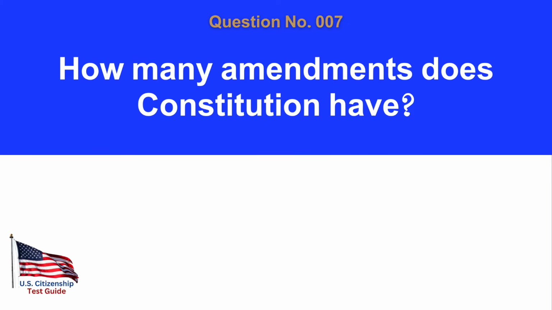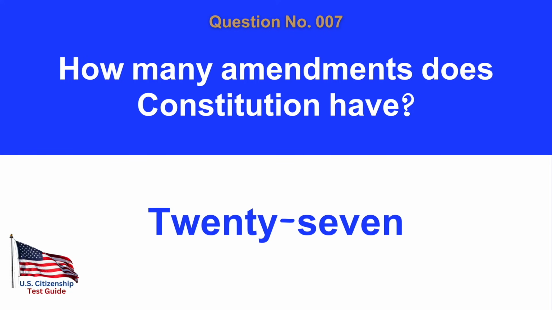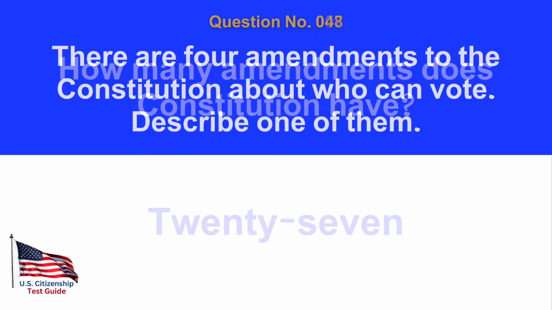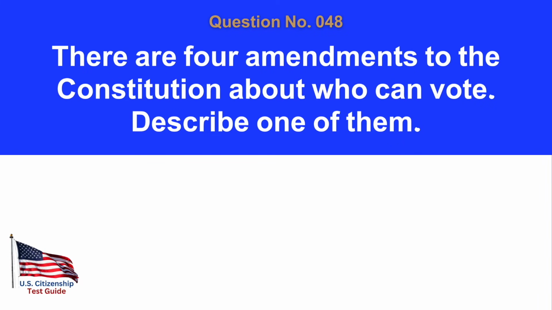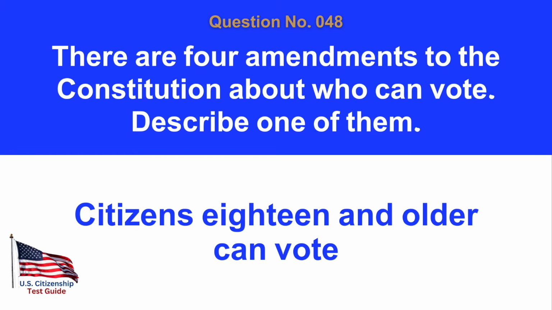How many amendments does the Constitution have? 27. There are 4 amendments to the Constitution about who can vote. Describe one of them. Citizens 18 and older can vote.